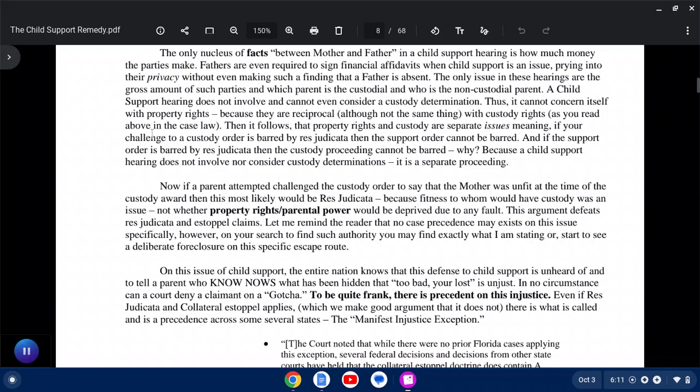As you read above in the case law. I'm sorry about that, y'all. Sounds like I was reading the same sentence. Anyway, then it follows that property rights and custody are separate issues, meaning if your challenge to a custody order is barred by res judicata, then the support order cannot be barred. And if the support order is barred by res judicata, then the custody proceeding cannot be barred. Why? Because a child support hearing does not involve nor consider custody determinations. It is a separate proceeding.